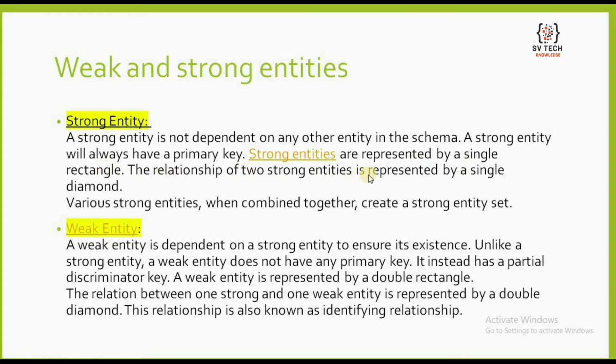The relationship of two strong entities is represented by a single diamond. Various strong entities, when combined together, create a strong entity set. Here, a weak entity depends on a strong entity to ensure its existence, unlike a strong entity. A weak entity does not have any primary key. It instead has a partial discriminator key. A weak entity is represented by a double rectangle. The relation between one strong entity and one weak entity is represented by a double diamond or rhombus. This relationship is also known as an identifying relationship.